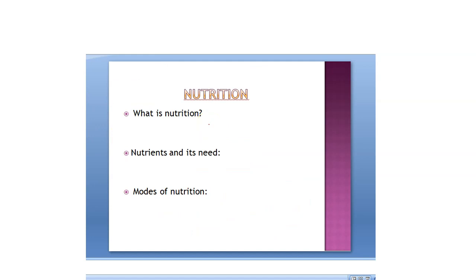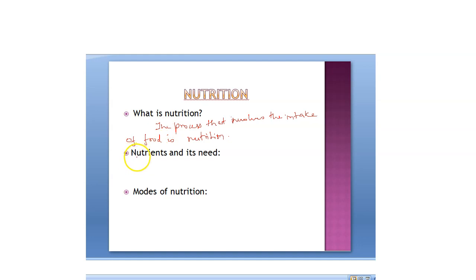Nutrition is so much important for all of us. So, what is nutrition? The process of taking in food is nutrition, we can say, or the process of taking in nutrients required for the growth and development of the body is nutrition. So, how can we define nutrition? The process that involves the intake of food is nutrition. That is, the process of intake of nutrients is nutrition.